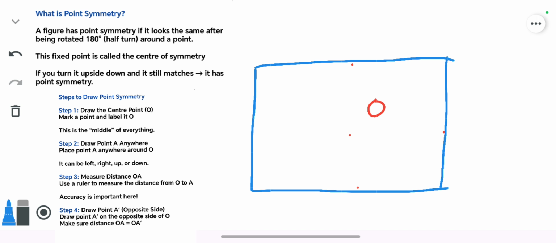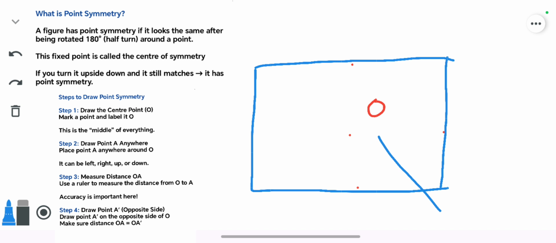It's not really accurate here, but if you're going to draw the point of symmetry, my advice to you: use a ruler, use a pen or pencil, and make sure you get the correct measurement when you are drawing the point of symmetry. Always remember, accuracy is very, very important. Okay, so there we go. We now have a shape with point symmetry right in the middle.